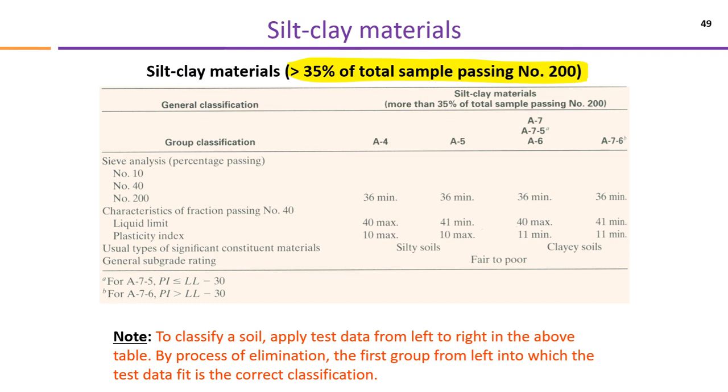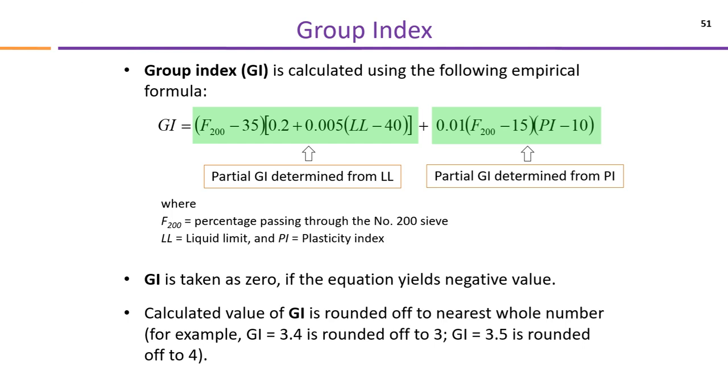One more thing here is the group index. Group index is calculated using this formula. Here it's written F200, but you can consider this is actually P200, the same thing. This is P200, and this is also P200. This is an empirical equation, or empirical formula. It tells us about the quality of the material. So remember, the granular materials A1, A2 and A3 always have a group index equal to 0.